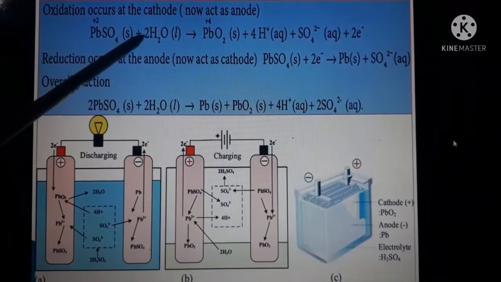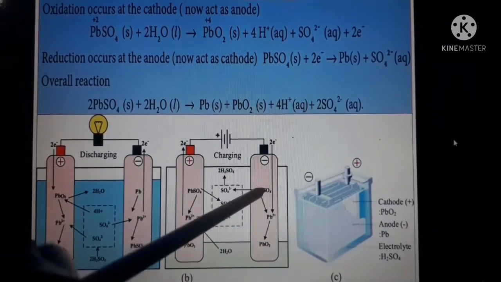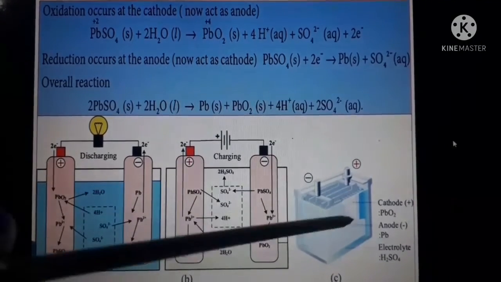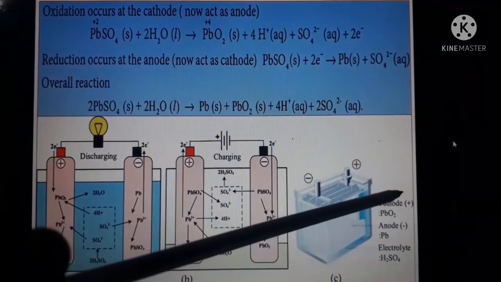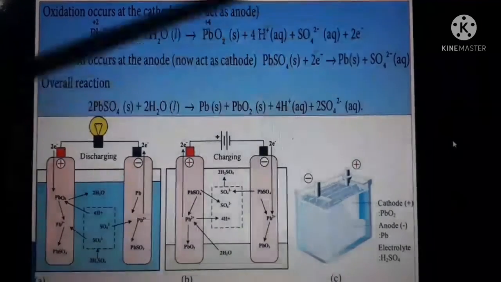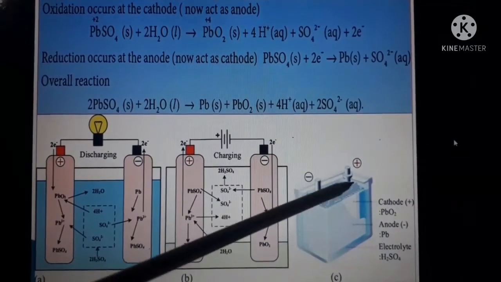Here this is the recharging. The second cell is recharging, the first cell is discharging, using batteries. This is the principle. Cathode PbO2, anode Pb, electrolyte sulfuric acid. You already know the specification in the introduction. This is the cell.